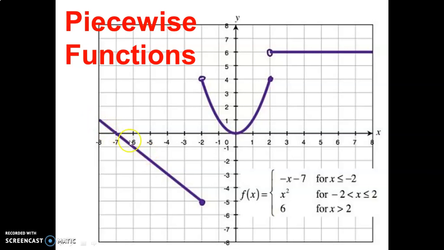For example, here we have a line, but that line goes from negative infinity to -2 only. So here we have the equation of that line with a negative slope, and it's on this domain, values less than -2. The middle portion is a parabola, so we have x squared, and that's on the domain from -2 to 2. And the last portion of this entire function is this horizontal line, which can be described by the equation y equals 6. And that's for x values greater than 2.